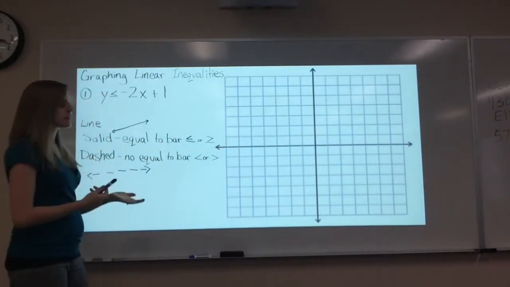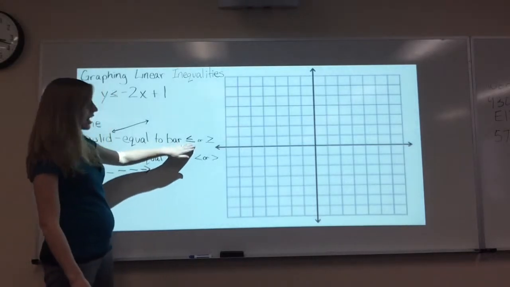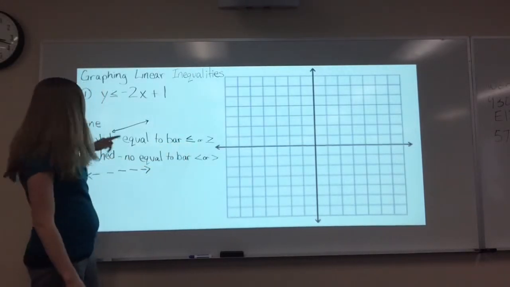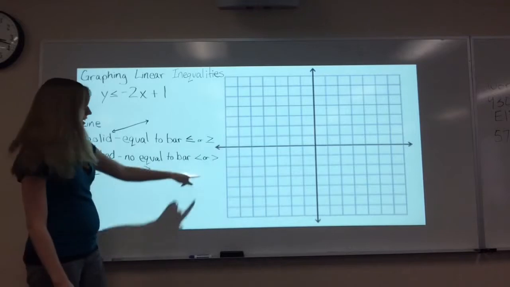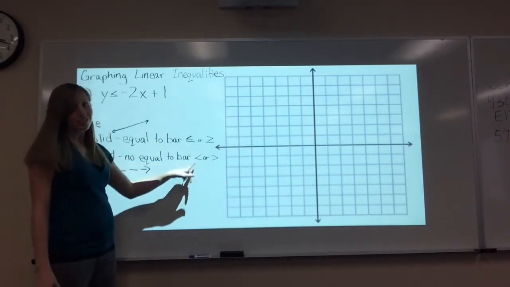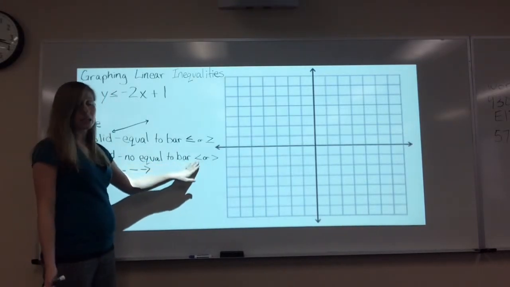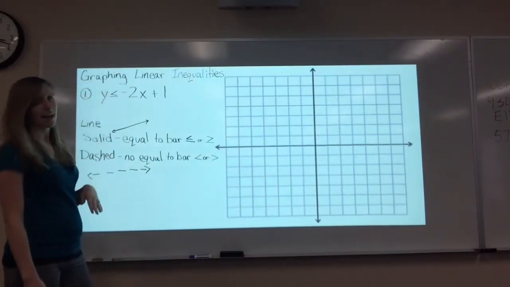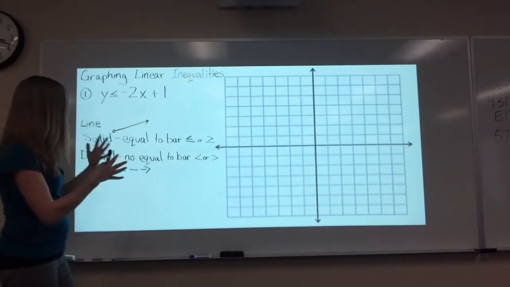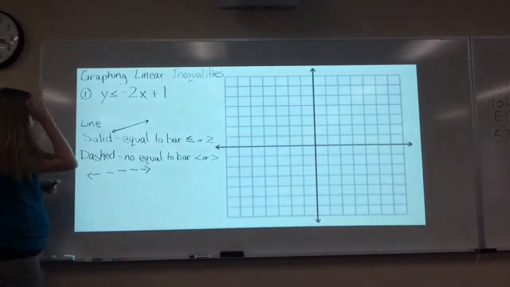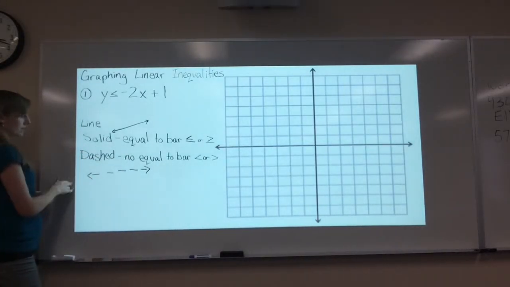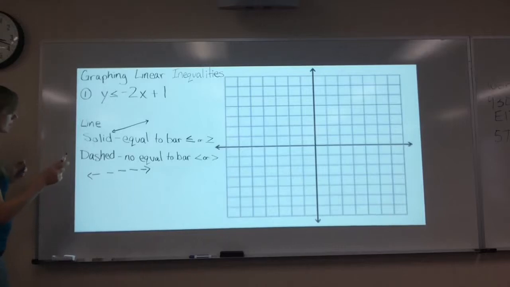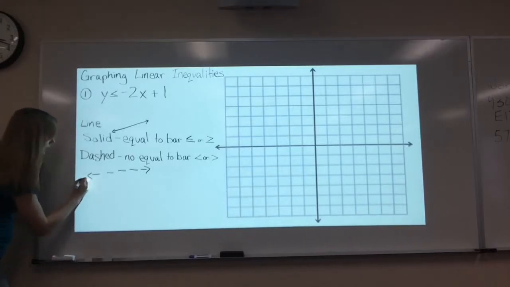The way I remember this is if there's a solid line under the inequality, your line will be solid. If there's a solid line missing from the inequality, or all you have is the inequality sign, the less than sign or the greater than sign, that's when it's dashed. Okay, so that's how I remember between the two of those. So that's one difference. The second difference is there will be shading.